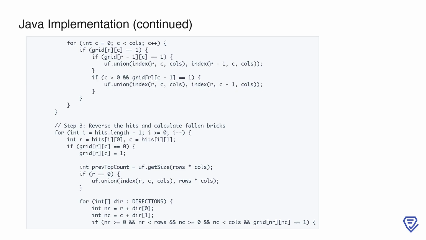After setting up the union-find structure for the initial grid state, we move to step 3, where we reverse the order of hits. This allows us to simulate the process of adding the bricks back to the grid and calculating how many new bricks become stable as a result. Each time we reverse a hit, we first check if the brick was initially removed. If so, we temporarily restore it and calculate the size of the connected stable region before and after the restoration.